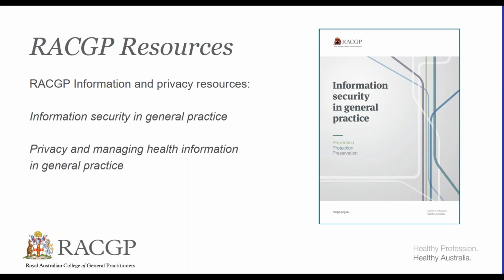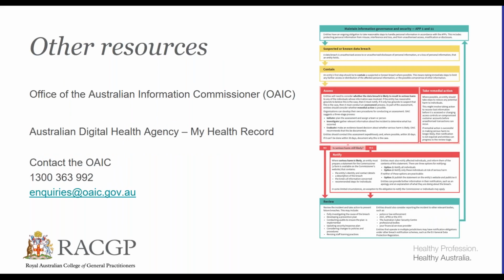The OAIC has also developed really good information and resources. So you can see on the screen another flow chart, and this is again about what to do in the case of a data breach. So it takes you through a suspected or known data breach, how to contain that, how to assess it, then to work out whether serious harm is still likely, and then if you need to notify what you should do, and takes you back to a review afterwards to review your processes. And there's the number for the OAIC on the front.